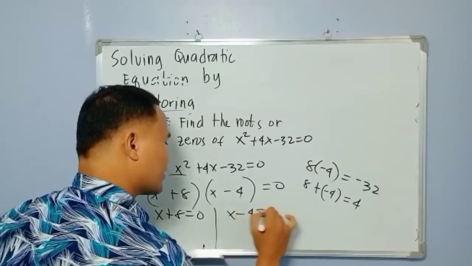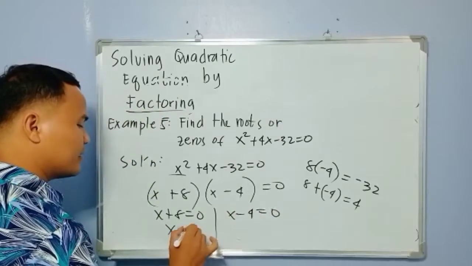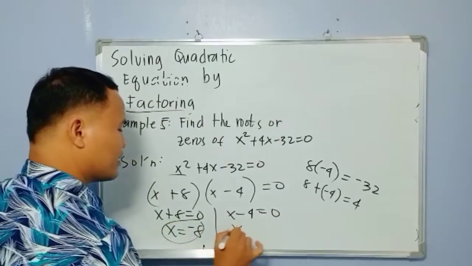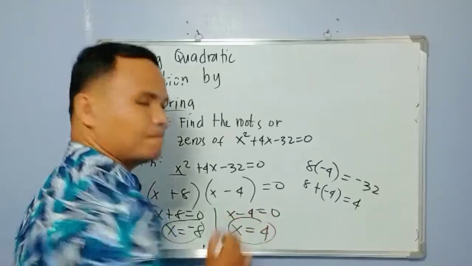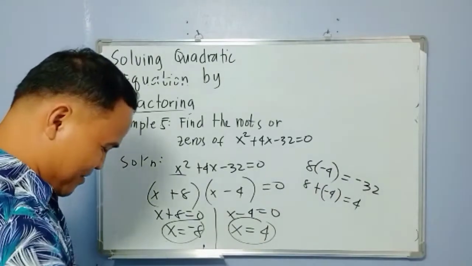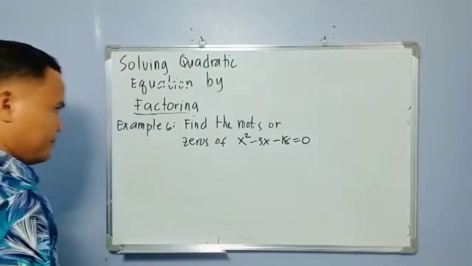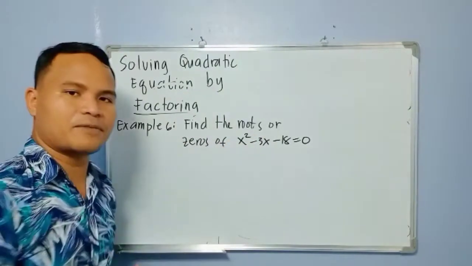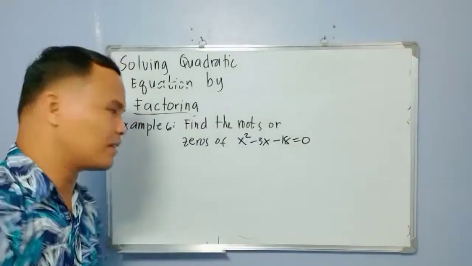X minus 4 equals 0. X equals negative 8. X equals 4. Okay? Next example. Okay, find the roots or zeros of x squared minus 3x minus 18 equals 0.